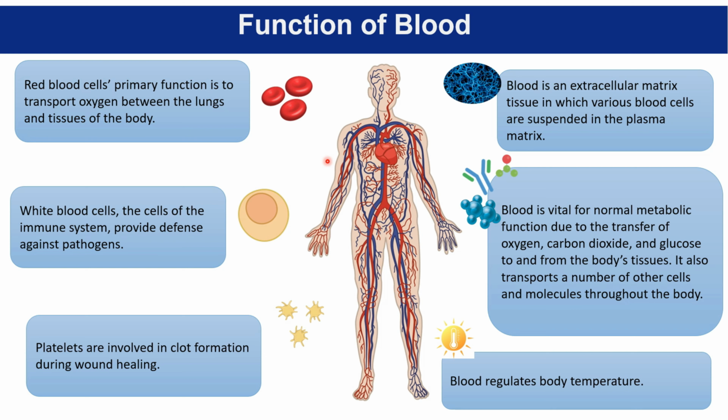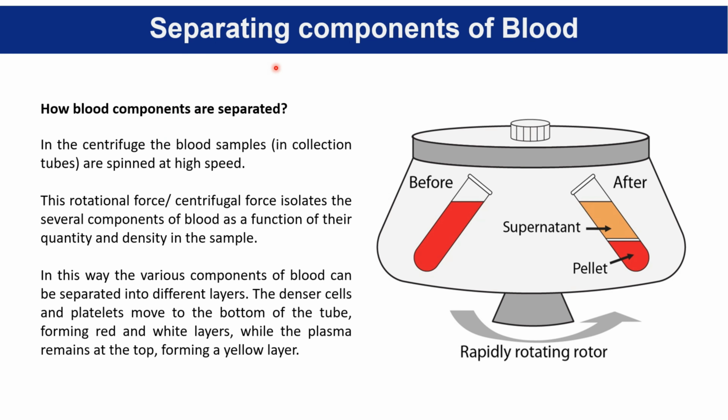So any condition where the components of the blood are affected or there is excessive loss of blood, it can be life threatening. But nowadays many effective treatments are available. And how to separate the blood components? Using a centrifuge we can separate the blood.